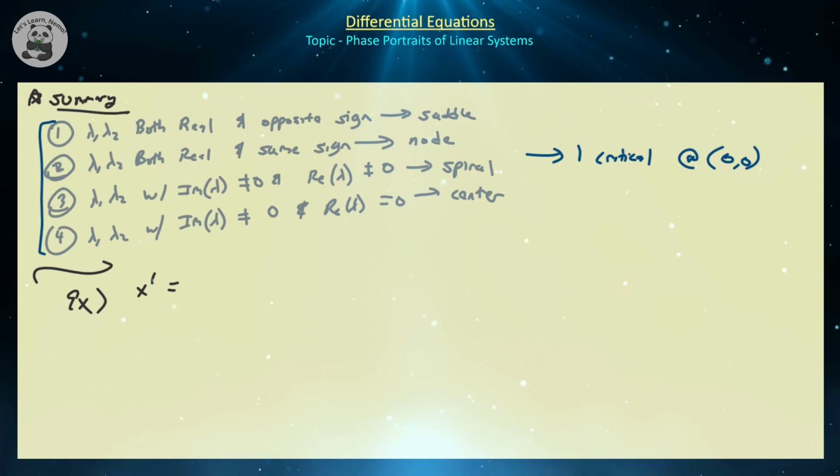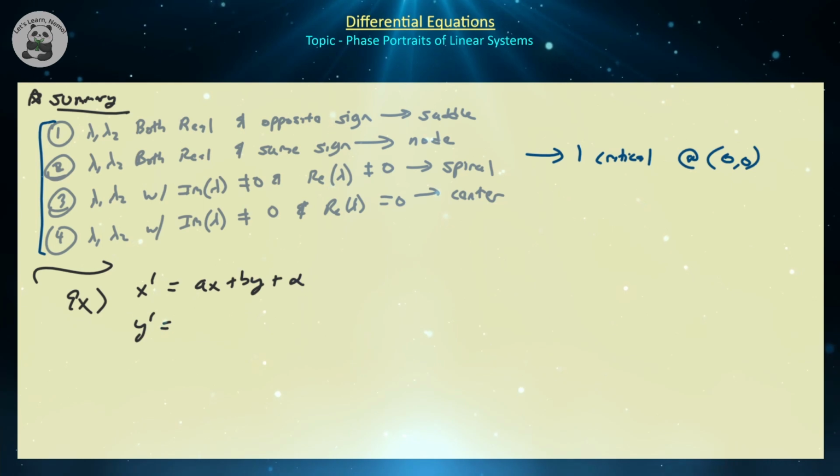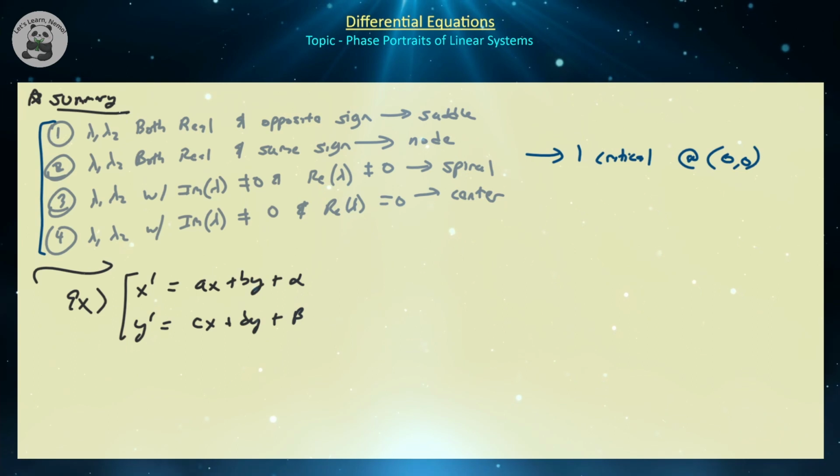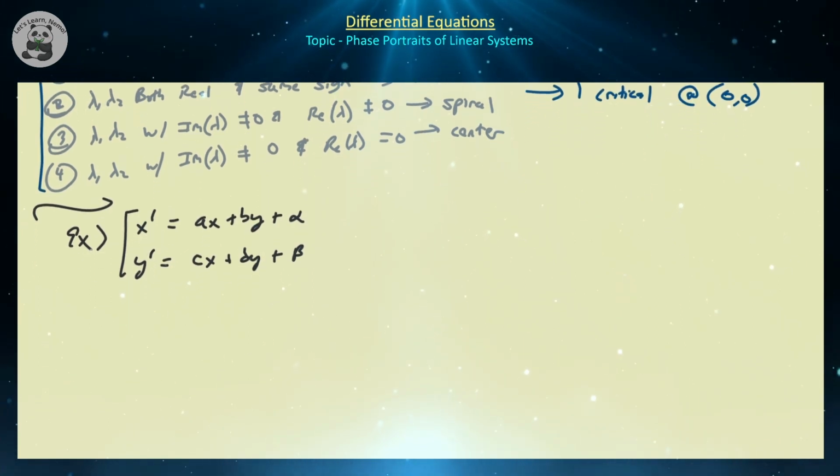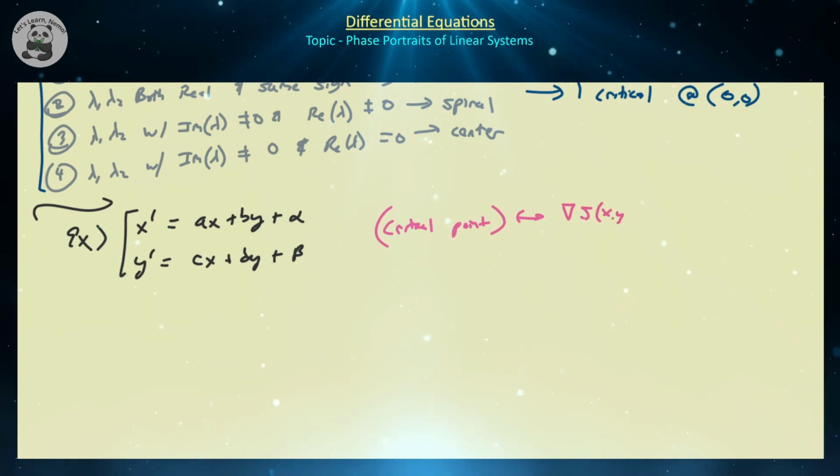Let's assume we have x prime equal to ax plus by plus alpha, and y prime equal to cx plus dy plus beta, where alpha and beta are not necessarily equal to 0. So what we have here is an inhomogeneous linear constant coefficient matrix system of differential equations. Agreed? So our critical point still exists where the gradient of our system is going to be equal to 0, right? It's not going anywhere in any direction. So where is that going to be true?